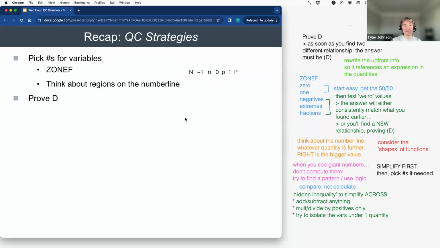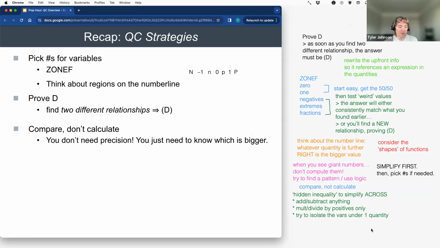Likewise, proving D, that's the best approach here. As soon as you find 2 different relationships, you can stop. Your work is done. You have proven the answer is D at that point. So pick something easy to start, like a 0 or a 1. From that point, you're trying to pick something that'll break that original relationship. If you can, you've proven it's D. If the same relationship keeps consistently appearing, then it's probably A, B, or C.